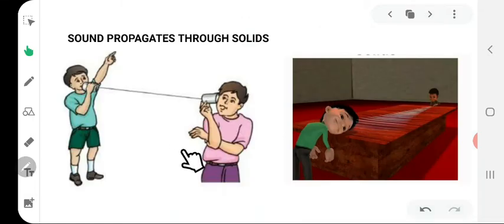Sound can easily propagate through solids. As you can see in this experiment, it is propagating through this string. Or if the surface of this table is hit and you press your ear on the surface of the table, then you can listen to these vibrations. It travels from one end to the other end through this solid wooden table. Sound can easily travel through solids.